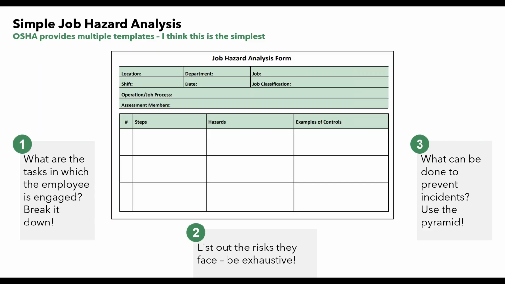This is one example from OSHA.gov. They've got 3 or 4 versions of a JHA. You can find other ones. The reason I picked this one is it's just very, very simple. It's what are you doing? What's the risk? And what are we doing to control it?